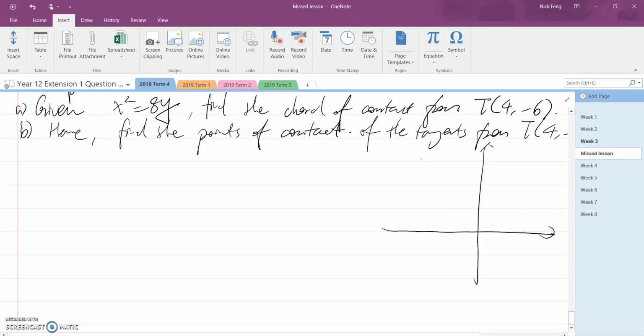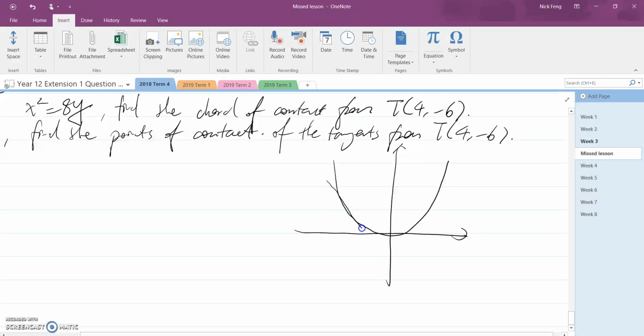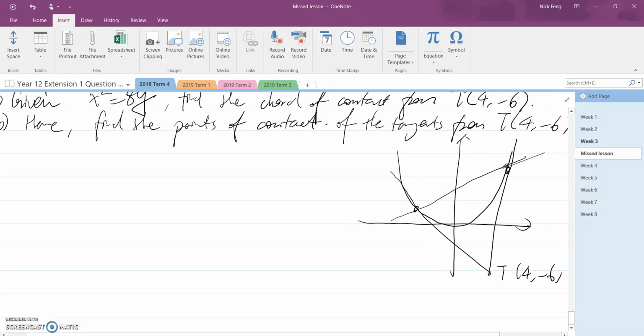So you need to know what's happening. So that is a parabola. So we got again 2 points. That's point T (4, -6). So those are the 2 points we're looking for. First is we want to find out this chord, and secondly, we need to find out the points.